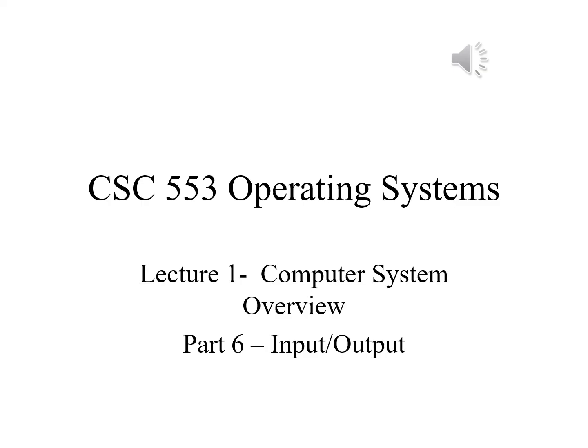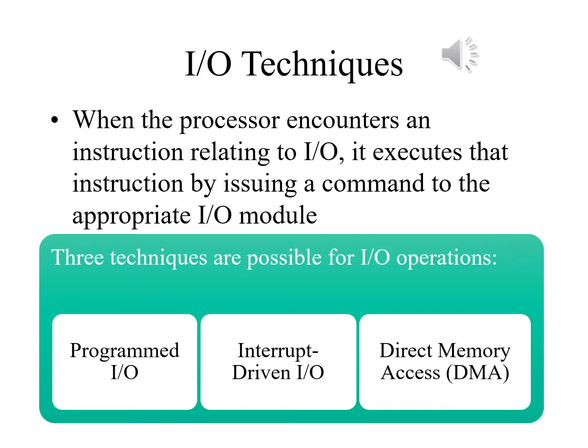In Part 6 of Lecture 1, we will discuss input-output. When the processor is executing a program and encounters an instruction related to input-output, it executes that instruction by issuing a command to the appropriate I/O module. Three techniques are possible for I/O operations: programmed I/O, interrupt-driven I/O, and direct memory access.